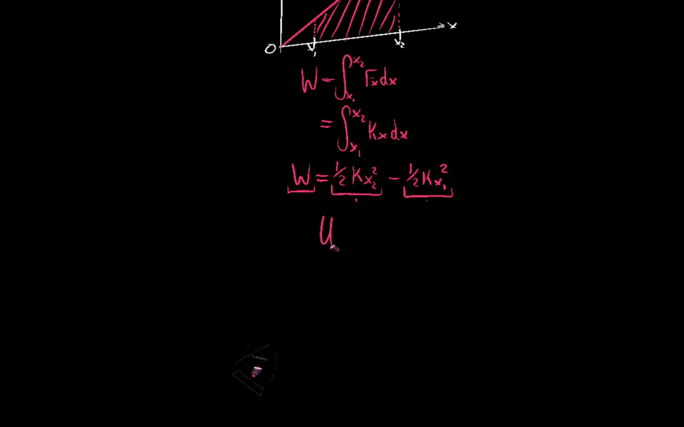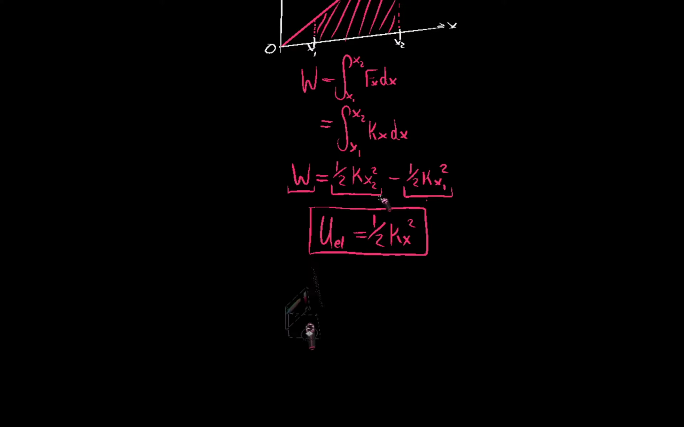And we're going to define it as a potential energy, but it's not U-grav, like before, because it's not gravitational. It's elastic. So I'm going to say U-el for elastic is equal to that quantity 1/2 kx squared. So that is elastic potential energy for things like a spring.